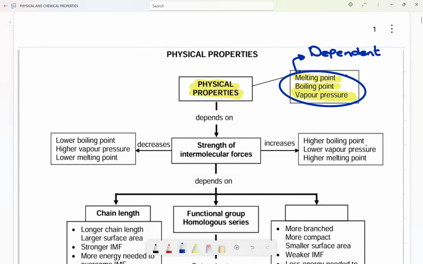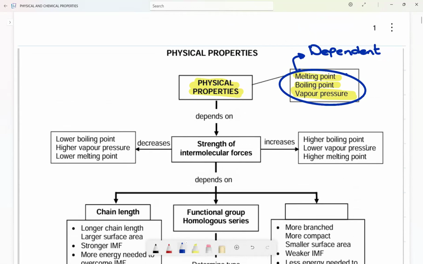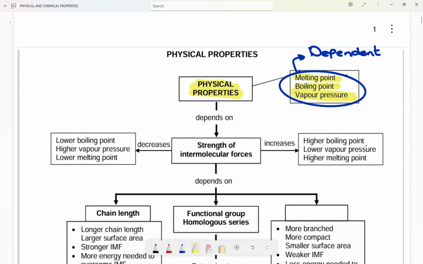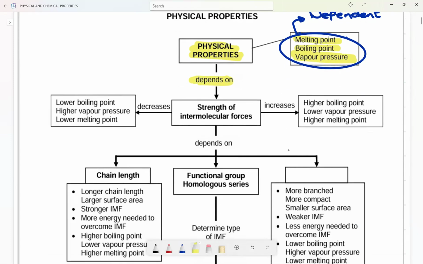Why? Because they are going to depend on certain structures or certain things that we refer to as the independent. So we need certain independent variables that we can change between molecules so that we can compare the results. The physical properties, which are our dependents, depend on certain things. Actually, they depend on the strength of the intermolecular forces.